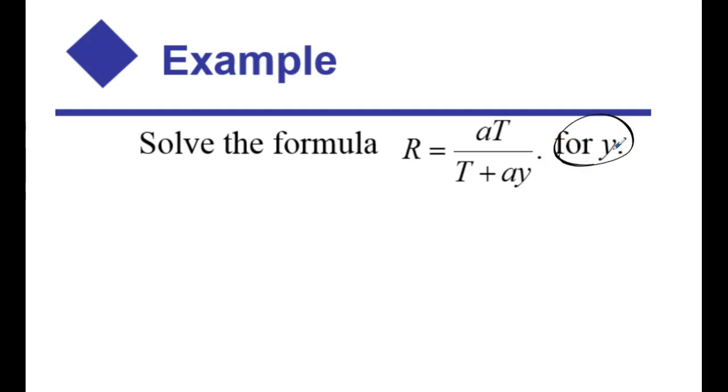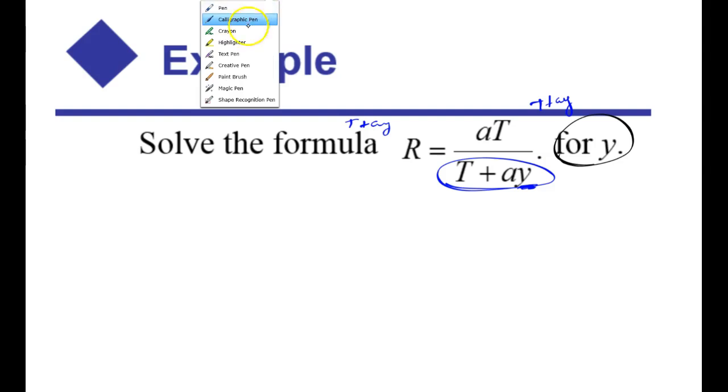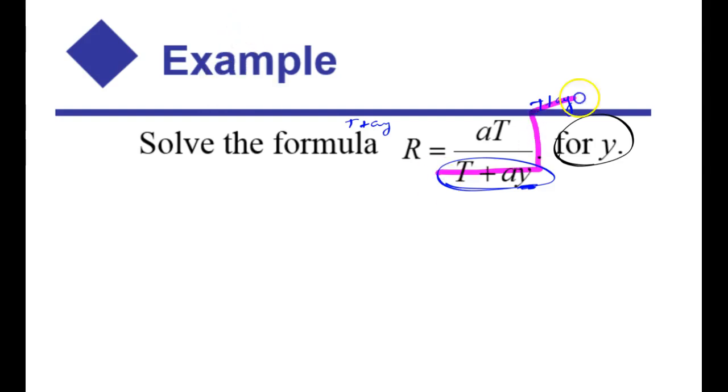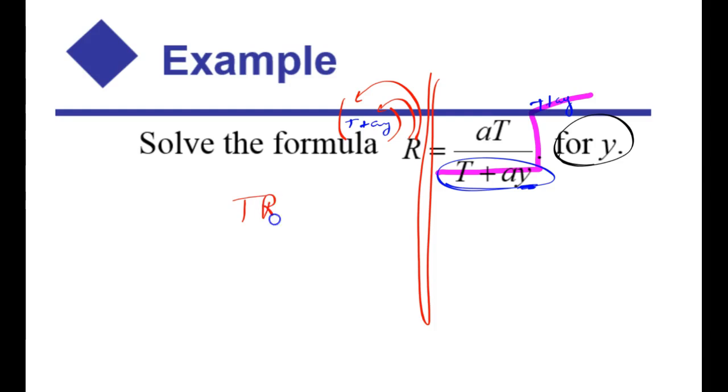First example, solve for y. So the goal is to get rid of the fractions. And we've learned how to clear fractions by multiplying both sides by the common denominator, which would be this t plus ay. So I'm going to multiply both sides by t plus ay. And the nice thing is that when you do that, all of this will cancel. And on the left side of the equation, the only thing I have to do is distribute this r, and I'll do so. So this will make it tr plus ray is equal to, and the only thing left over here is this at term.